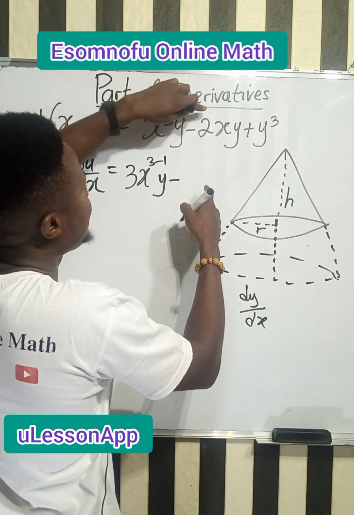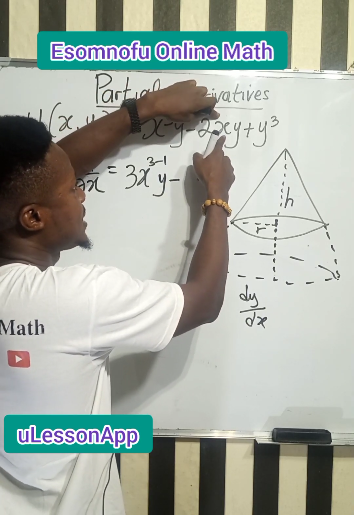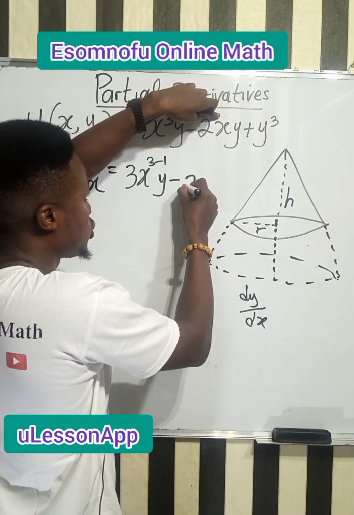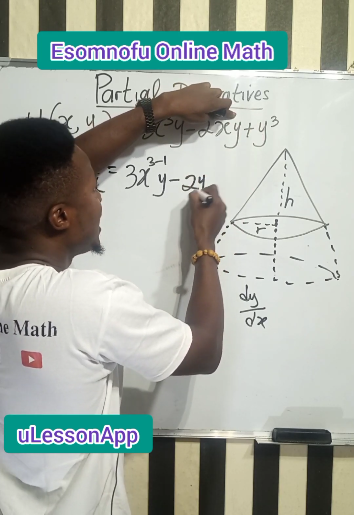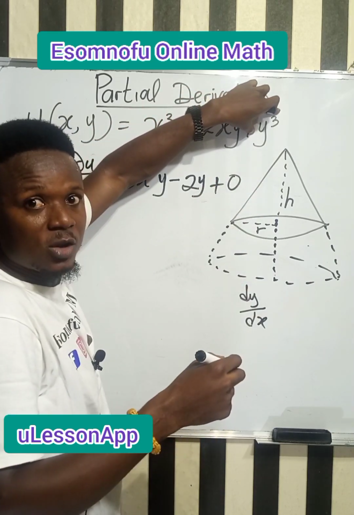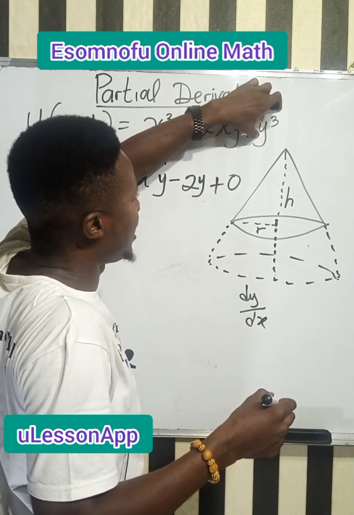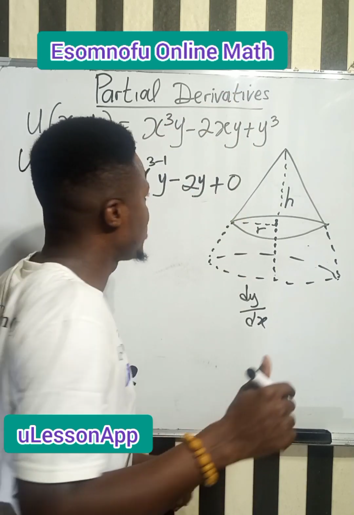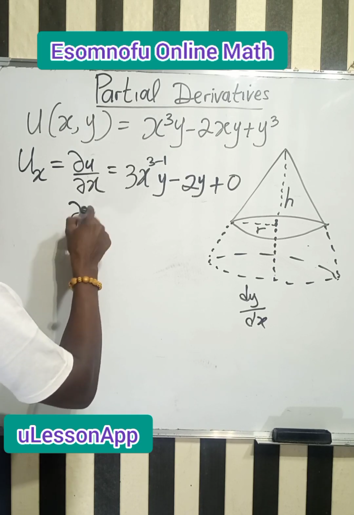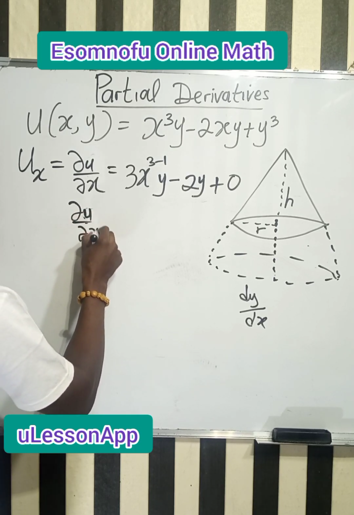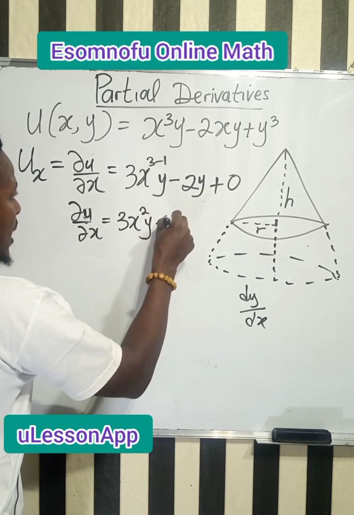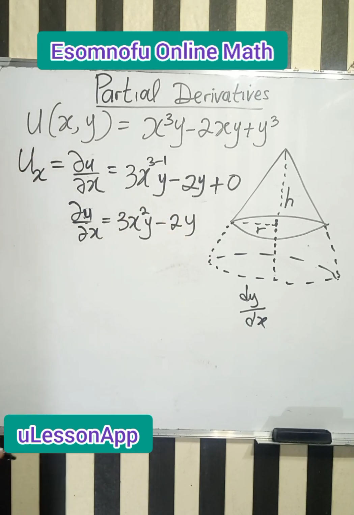Minus, if I differentiate 2x, the power is 1. So if you differentiate 2x, you get just 2. You leave y alone. And this y cubed, I'm not going to write it because that will be 0. You are treating y as a constant. So if you differentiate y to the power of 3, it will be 0 because it is a constant. So finally, delta u all over delta x becomes 3x squared y minus 2y.